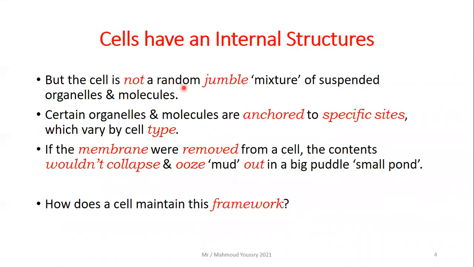But the cell is not a random jumble or mixture of suspended organelles and molecules. Actually, certain organelles and molecules are anchored or fixed to specific sites, which vary by the cell type. If the membrane were removed from a cell, the contents would not collapse and ooze out in a big puddle like a small pond. So whenever the cell membrane is removed, the cell will not collapse. Why? How does the cell maintain this framework?